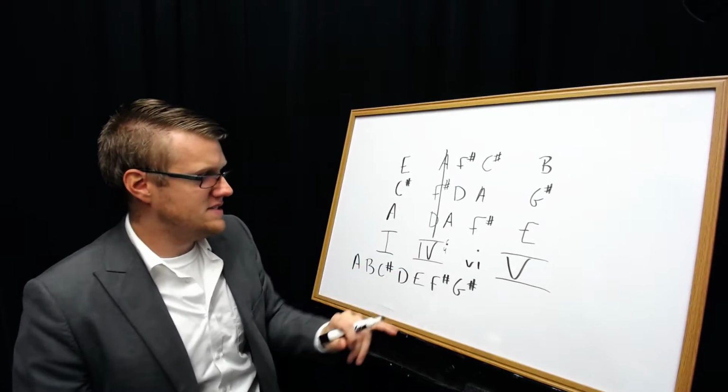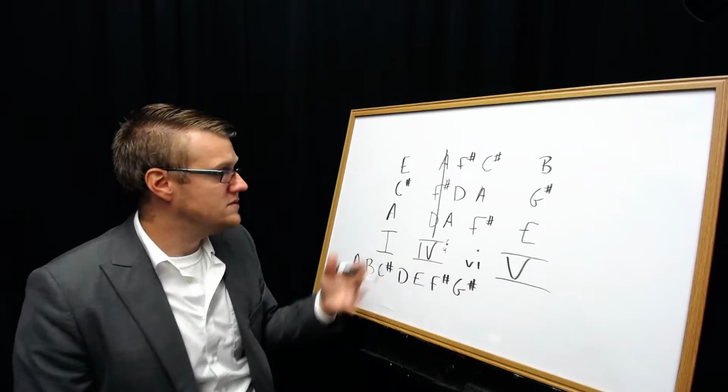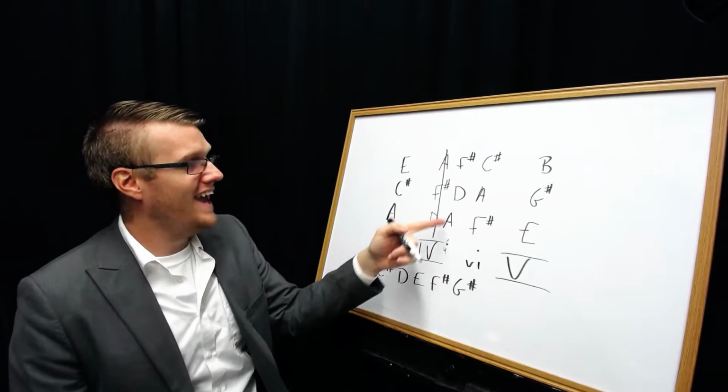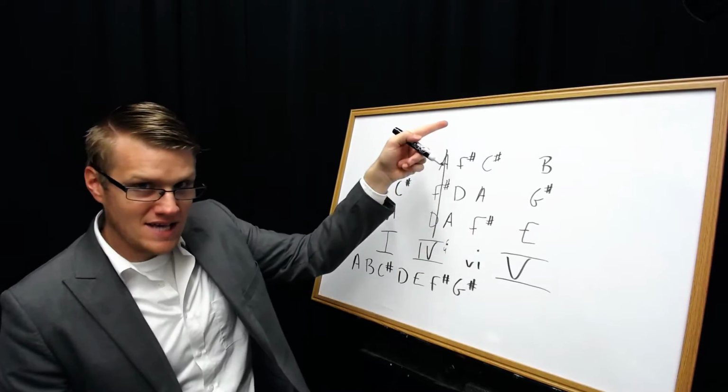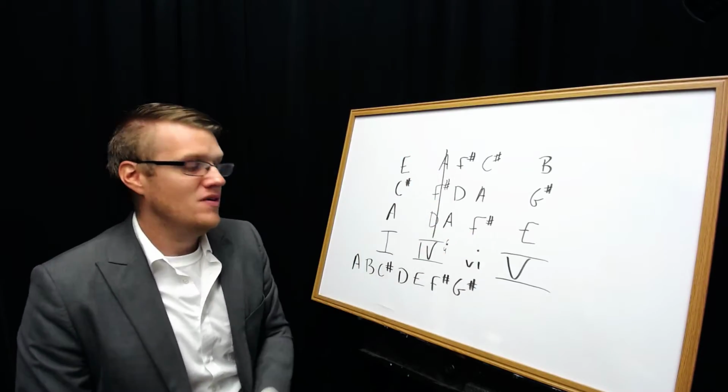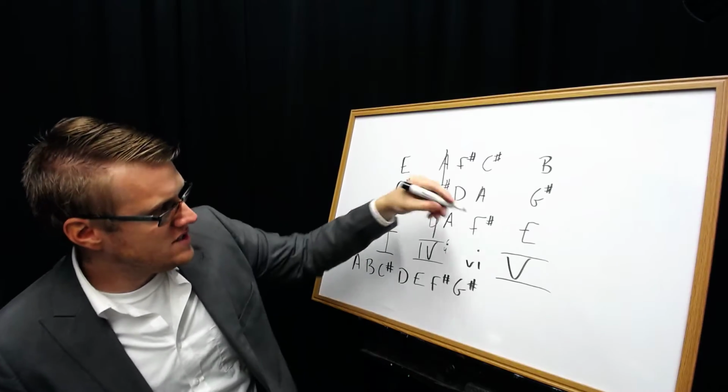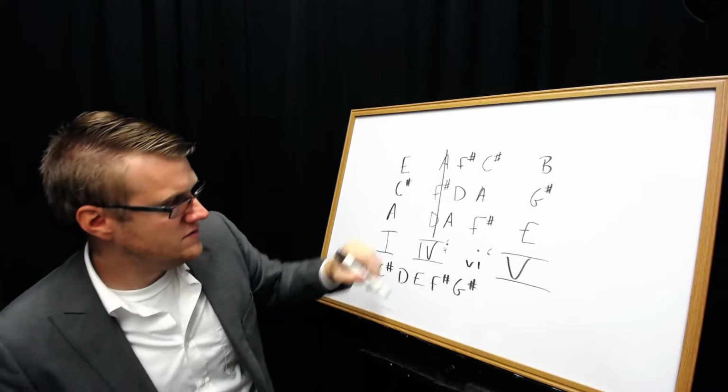Okay, so now let's look at the 6th chord. Do we have any common tones? There are 2 common tones. We have A and F sharp. So we need the root to be on top. Which inversion has the root on top? First inversion. So the symbol for first inversion is a little 6.